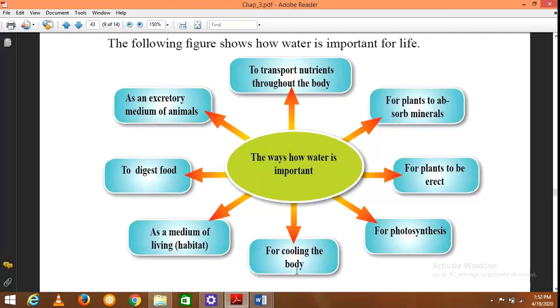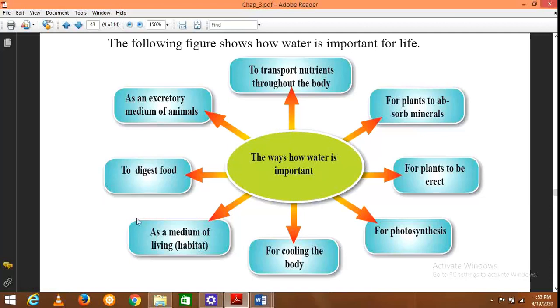For cooling the body, in animals, if we think of human beings, due to sweating, our body gets cooled down. Likewise in plants, due to the loss of water in the form of water vapor, which we call transpiration, the plant body is cooled down. So for cooling the body, water is very important. As a medium of living, water provides habitats for certain living organisms like fish, aquatic plants, and so many other aquatic animals.